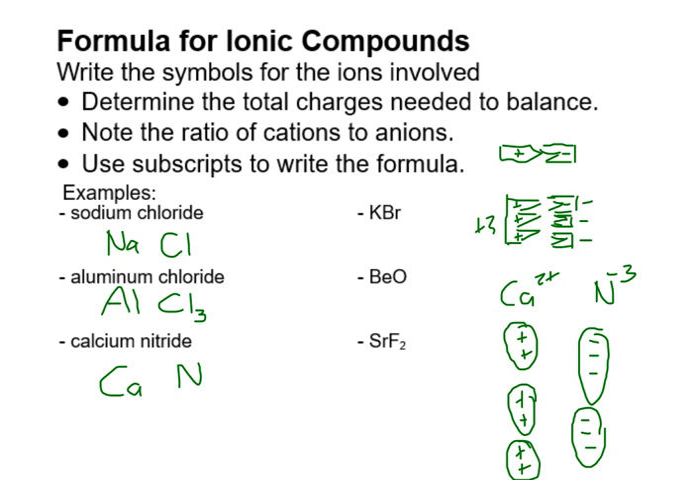Because how much charge does each of them have now? 6, right? 1, 2, 3, 4, 5, 6. 1, 2, 3, 4, 5, 6. Really, this is 3 times 2, and this is 2 times 3. And it equals 6. So we needed to have 3 calciums for every 2 nitrogens.